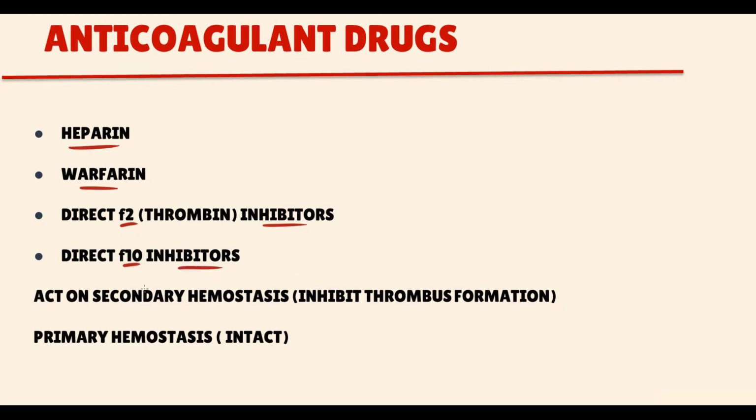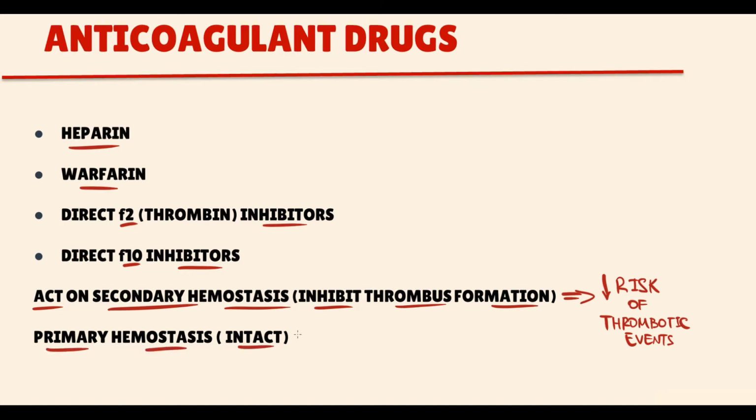All drugs act just on secondary hemostasis. All of them inhibit formation of a thrombus, so they all decrease the risk of thrombotic events. Because they all act on secondary hemostasis, primary hemostasis remains intact, so bleeding time and platelet count usually remain normal. But each class has its own mechanism of action, and to explain this, we have to recall hemostasis.